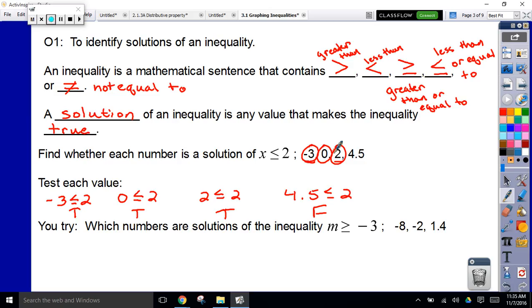Okay. So next one is one for you to try. Which numbers are solutions of this inequality? I'm not going to have you try this completely on your own. I'm just going to call on people to tell me whether they are solutions. Madison, first one is negative 8, a solution of that inequality?